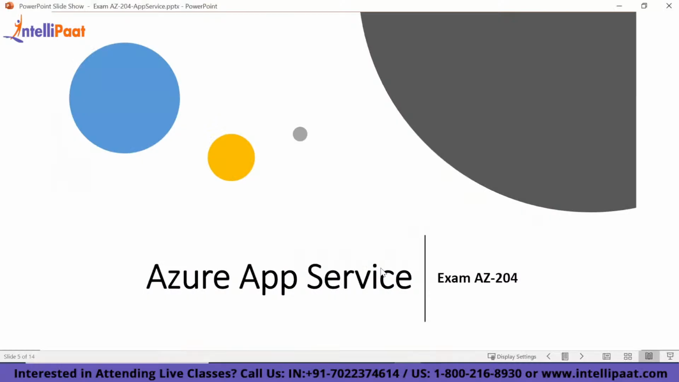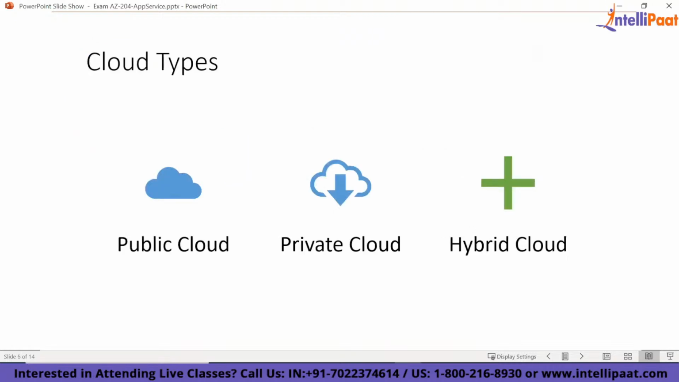Okay, so the first topic, or the first service we are picking from the Azure AZ-204 course, is Azure App Service. Before we actually dig into Azure App Service, let's first understand some basics of terminology. Just talk about what is your understanding of a public cloud, private cloud, and hybrid cloud. These are the three cloud types that are available today.